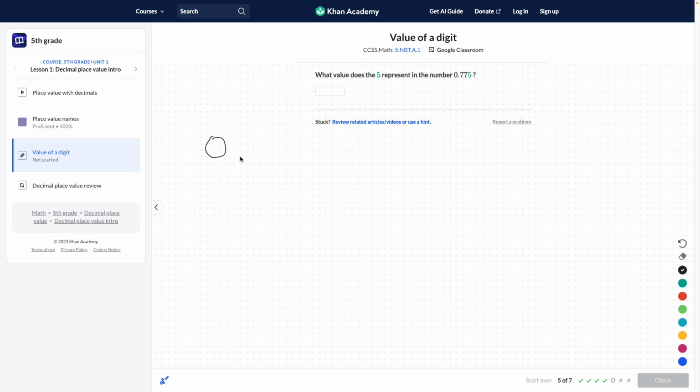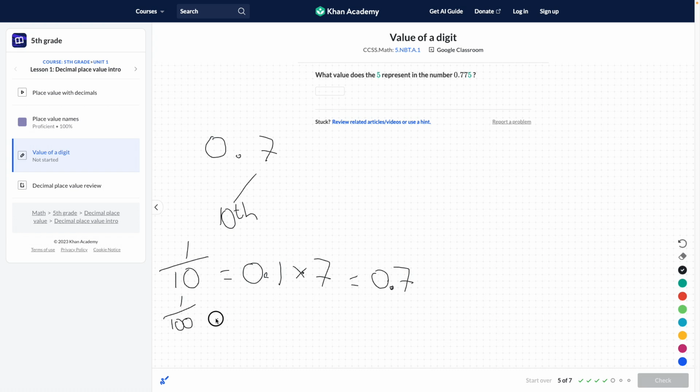Okay, what value does 5 represent in the number 0.775? Okay, so 0, decimal, 7. Well, 7 is in the tenths. So 1 divided by 10 is equal to 0.1, and in this situation, times 7 equals 0.7 here. And the next one would be 1 divided by 100 is equal to 0.01, sorry, times 7 once again is then equal to 0.07.